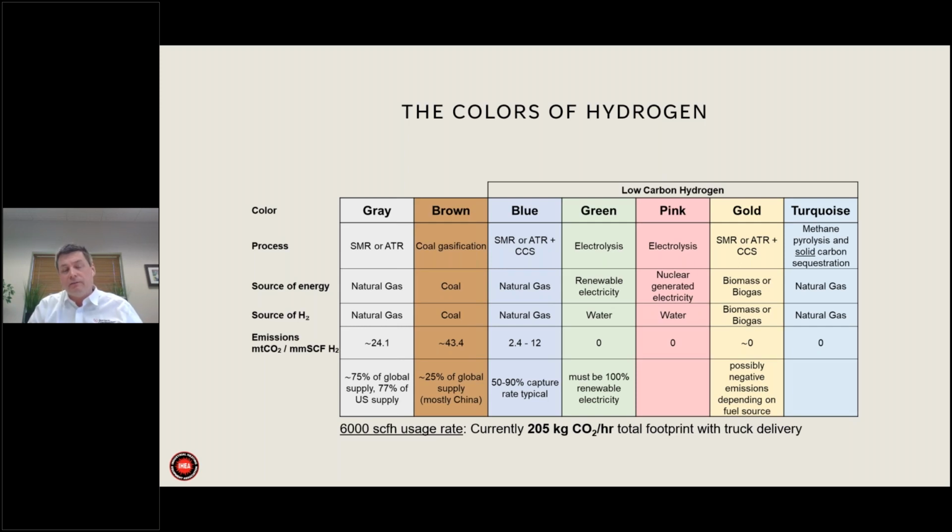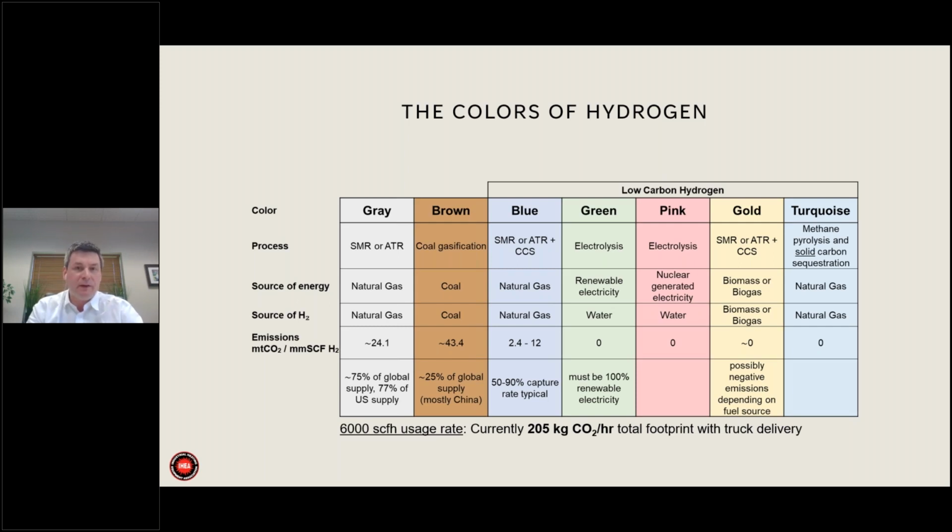Then there's gold hydrogen, which is hydrogen made from biofuels or biomass. It uses the same thing, carbon capture and sequestration. That supposedly has a zero carbon footprint. However, depending on how you account for it, if the biomass is just going to landfill anyway, you can actually claim a negative carbon footprint for that gold hydrogen. And then there's another one called turquoise, which I believe is manufactured by BASF, where it takes solid carbon instead of taking gaseous carbon dioxide and putting it into caves somewhere underground. They're actually taking the solid carbon and putting that somewhere.